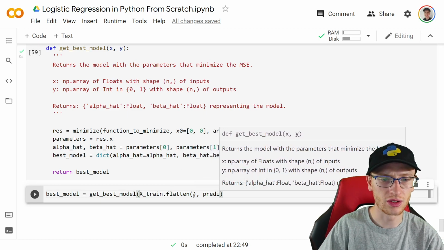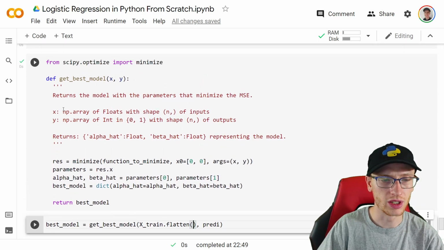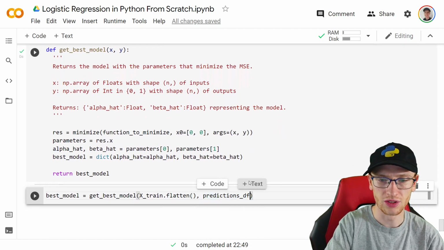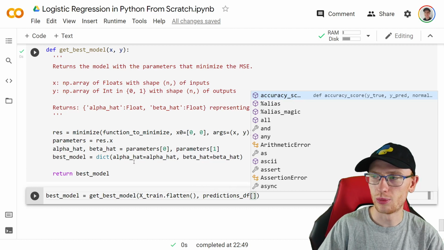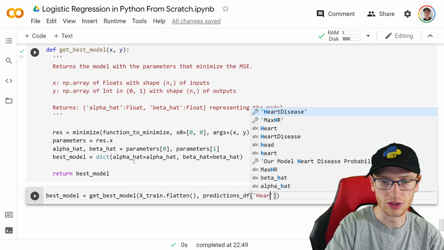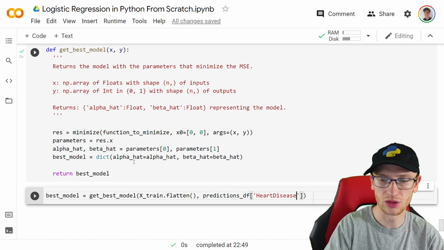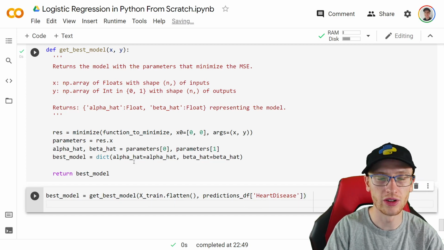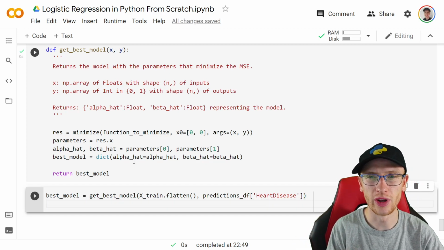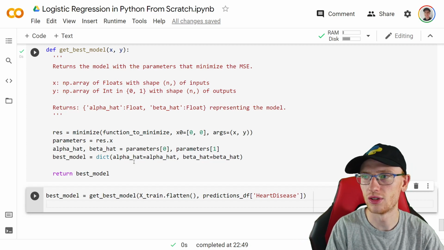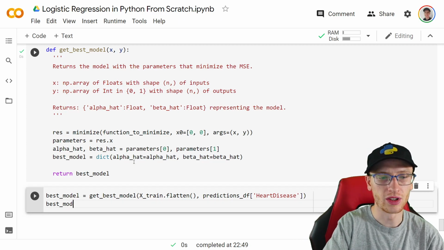Actually, should it be flattened? I'm trying to think right now, because it wants n comma. So flattened is correct. We want predictions df sub, what are our outputs? That is sub heart disease. Or also y-train would probably work there as well. If you see me interchanging between those, and I know I am, it's because multiple things often work.